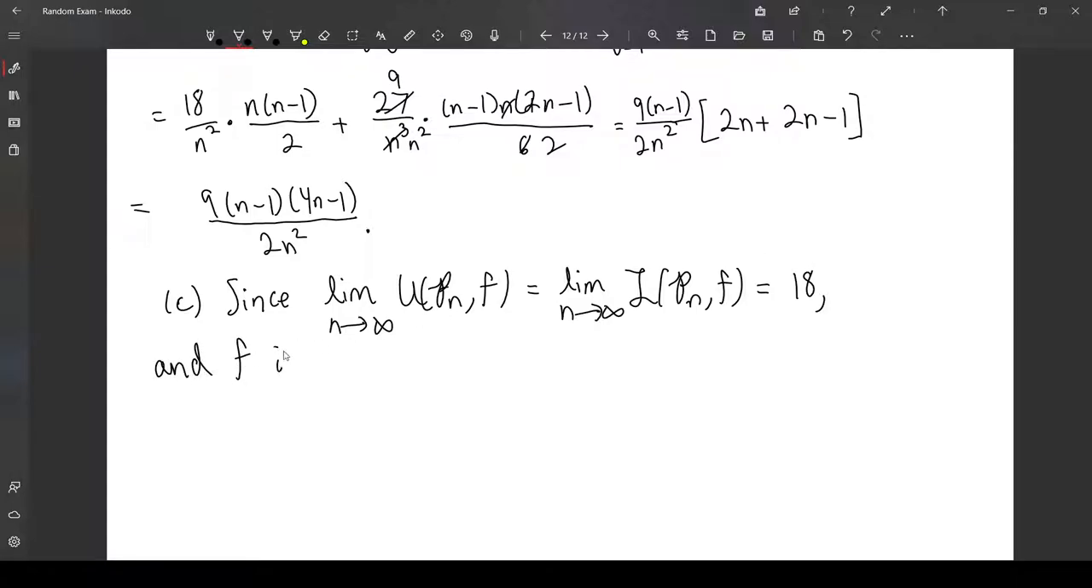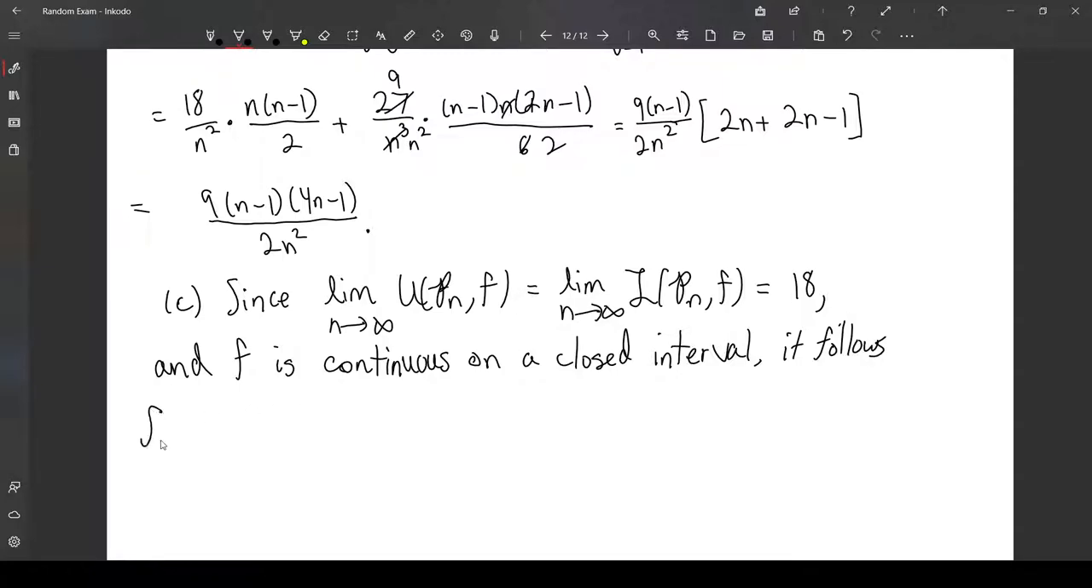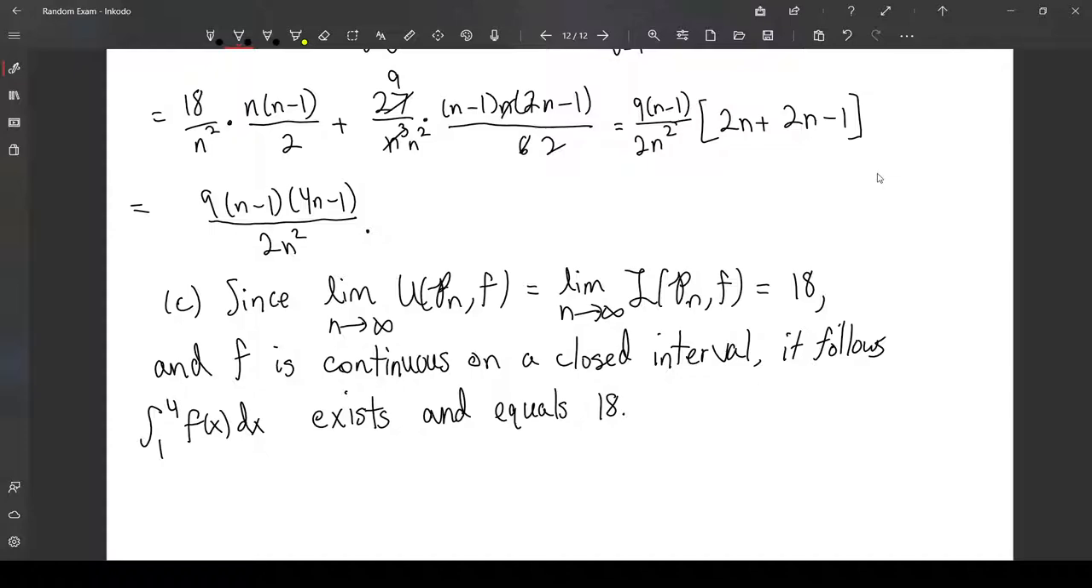And since f is continuous on a closed interval, it follows that the integral from 1 to 4 of f of x dx exists and equals 18. Right. So continuity on a closed interval guarantees that the function's Riemann integral exists. And then, since the Riemann integral will always be in between the upper and lower sums, if they are limiting to the same value, then by the squeeze theorem, the Riemann integral must be equal to 18.